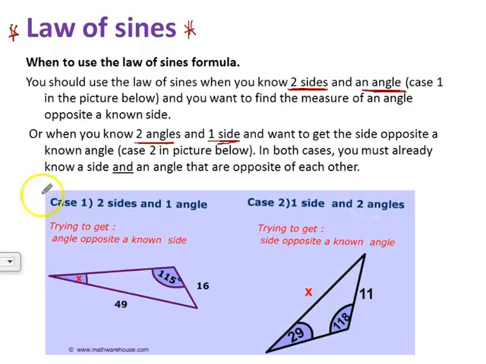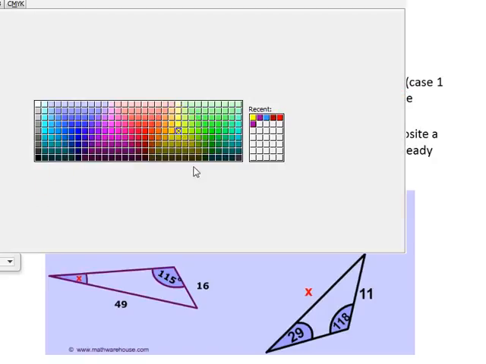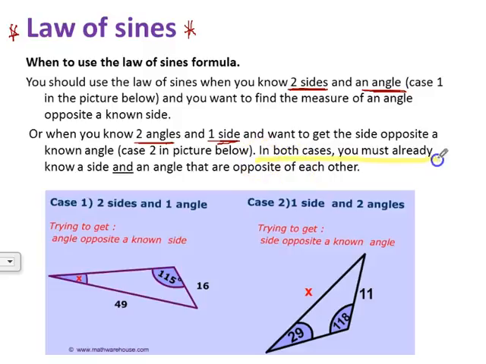So in both cases, you must already know a side and an angle that are opposite of each other. Notice we have to have an angle and a side that are known and opposite of each other to use either one of these. In each of those cases there's an angle and a side opposite one another that are both given values.